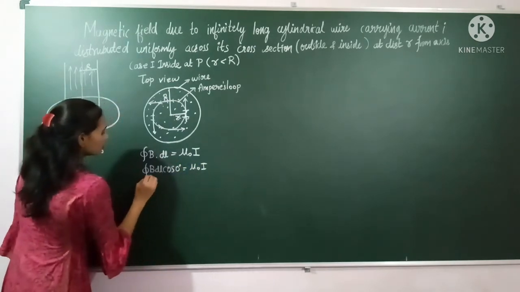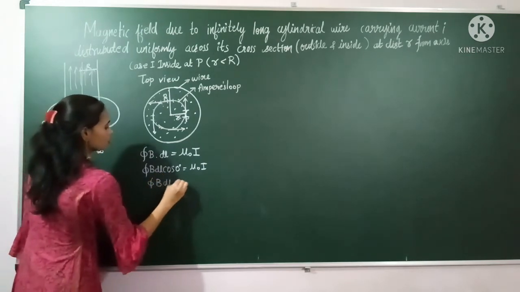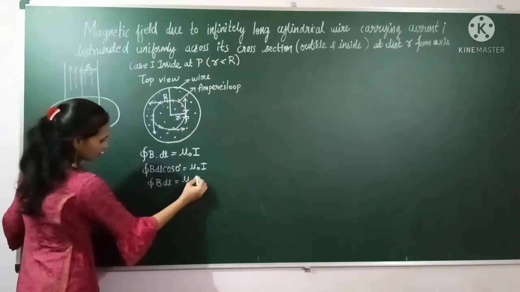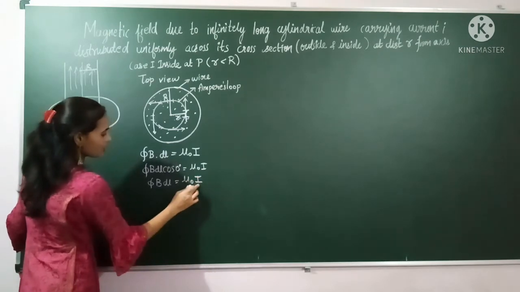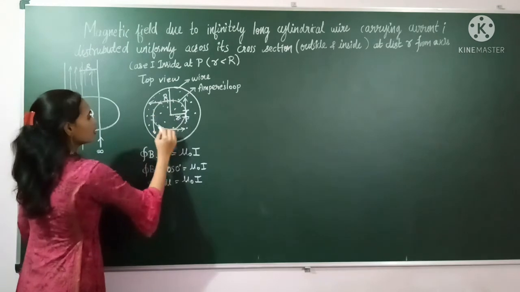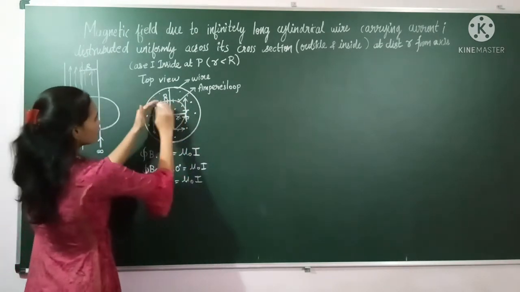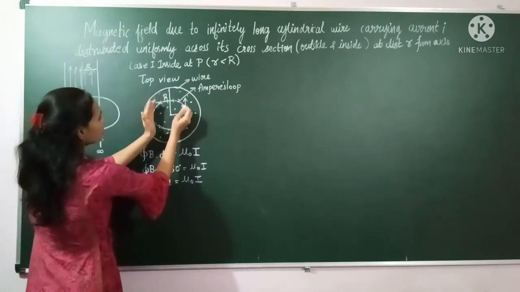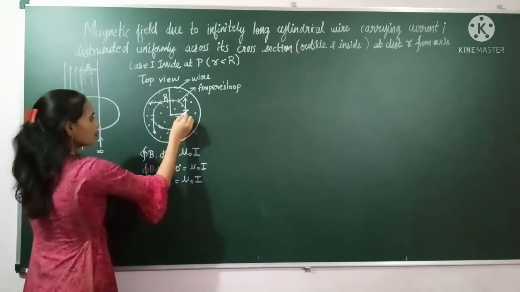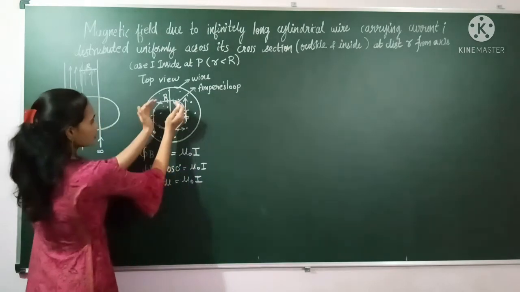Next, closed integral B dl is equal to mu naught I. In this case, what is this I? It is the current enclosed inside the loop. This is our Ampere's loop. So we have to take the current here. We should not take the total current. We should take only the current which is present inside the loop, because we are calculating the magnetic field which is present inside. So we have to take the current which is enclosed in this loop.